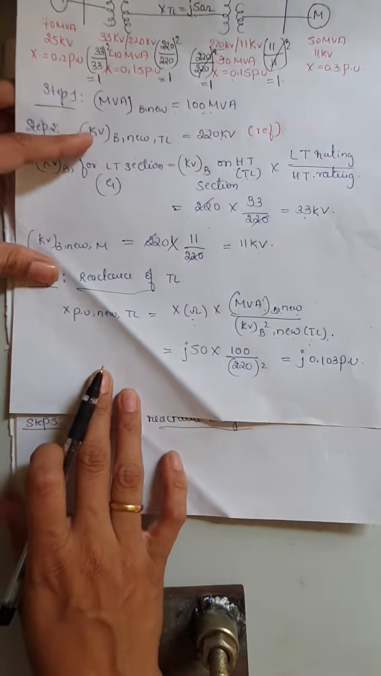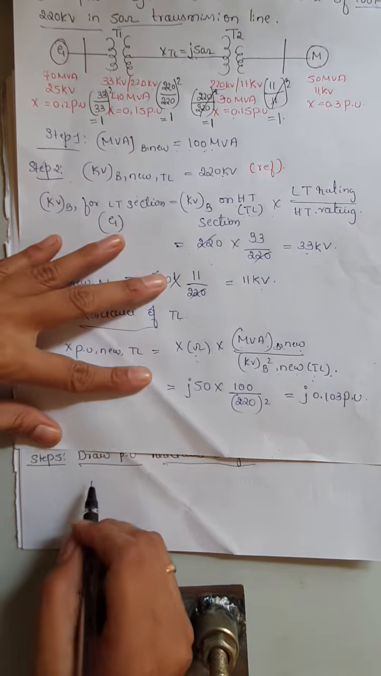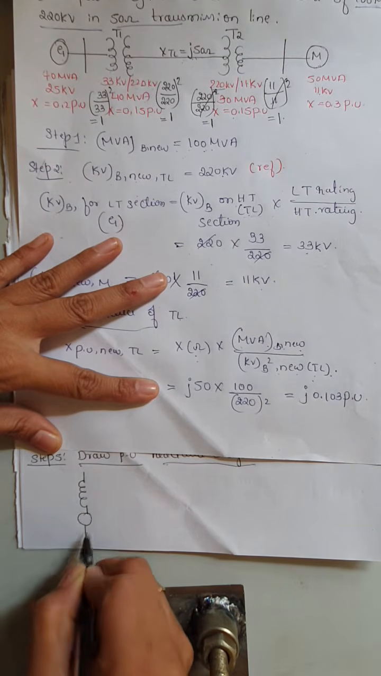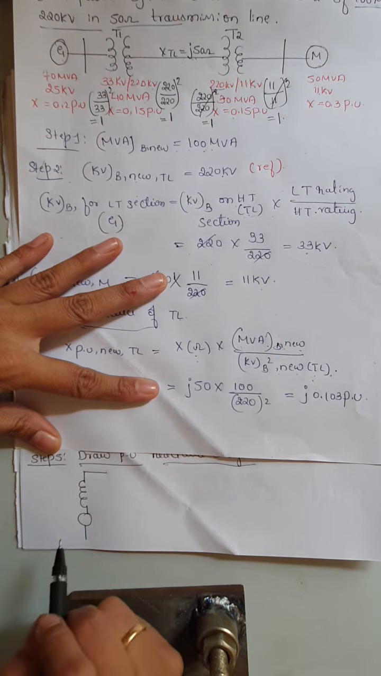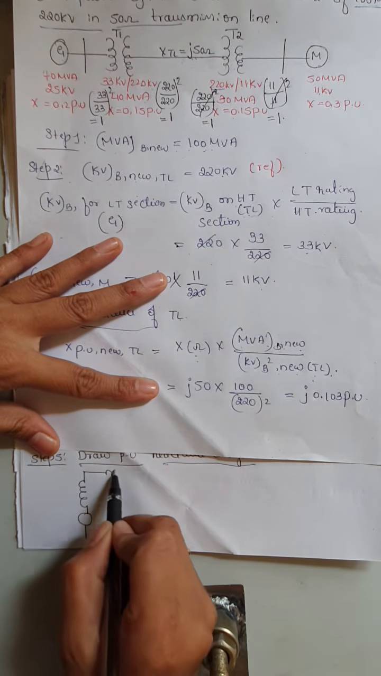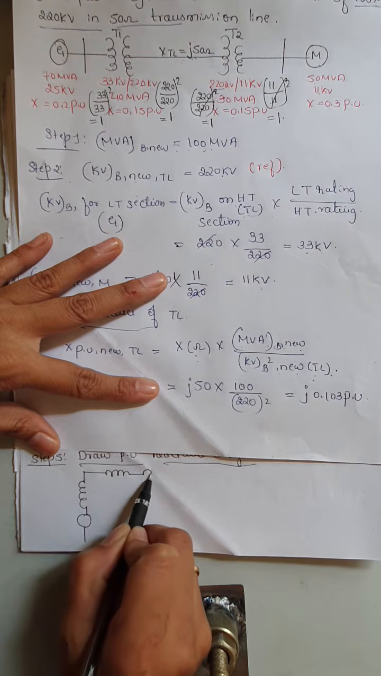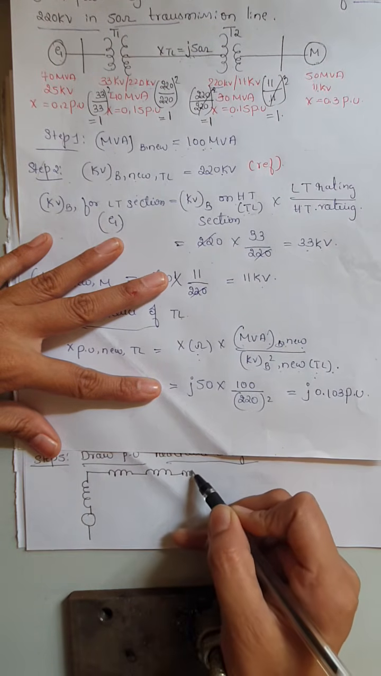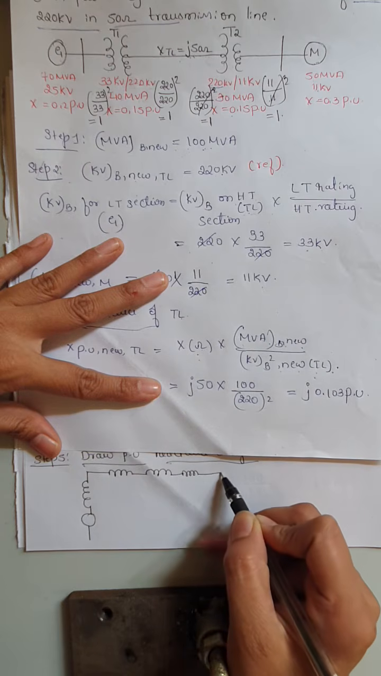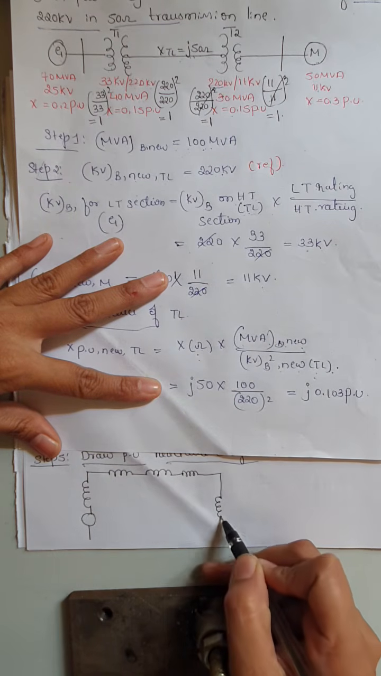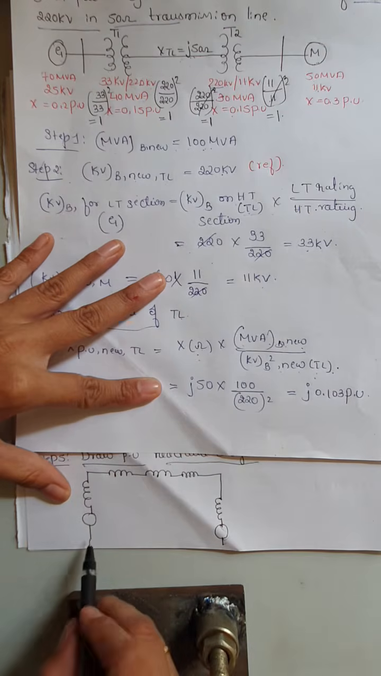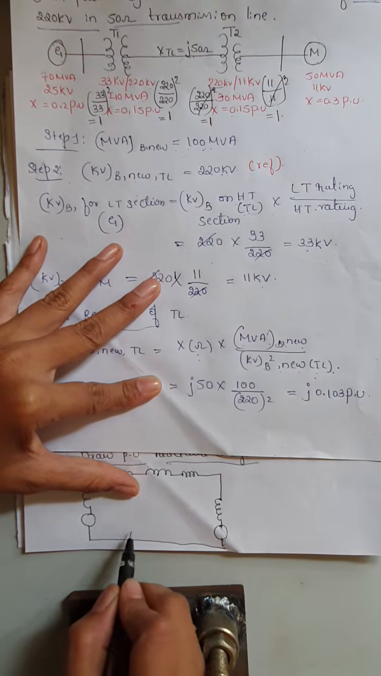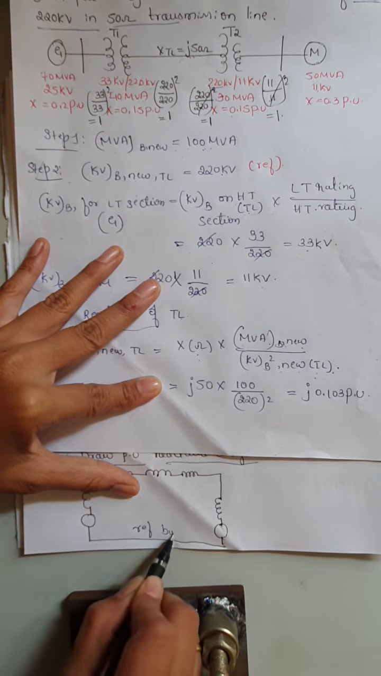First we'll write the reactance for the generator, and after that it is connected to the transformer T1. Next we have the transmission line, and after that we have transformer T2. Then we have one motor. So this is the reactance diagram. This is the reference bus.